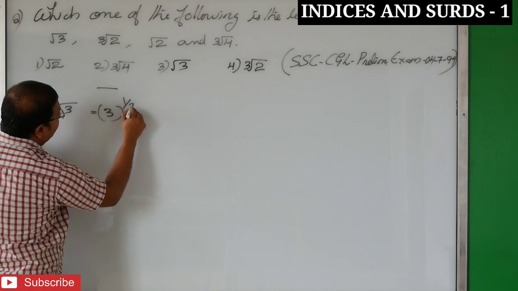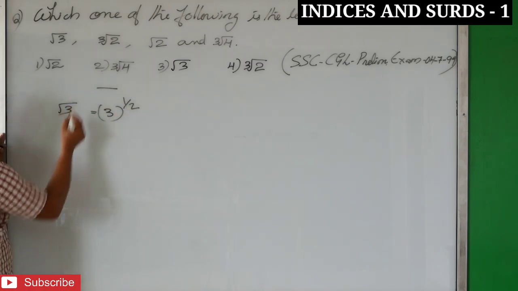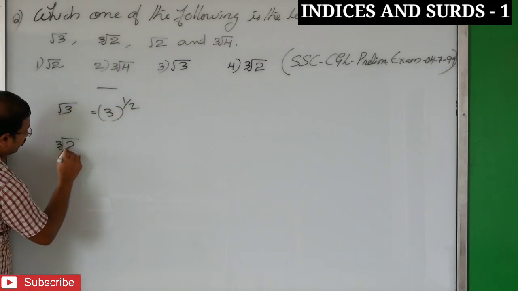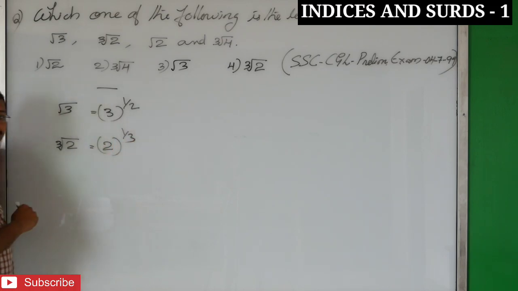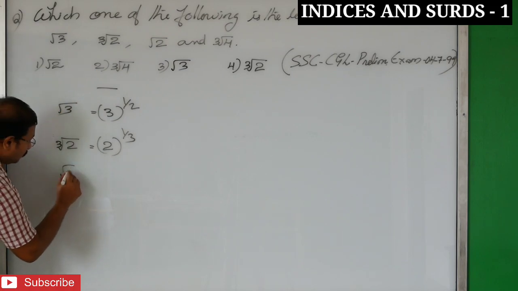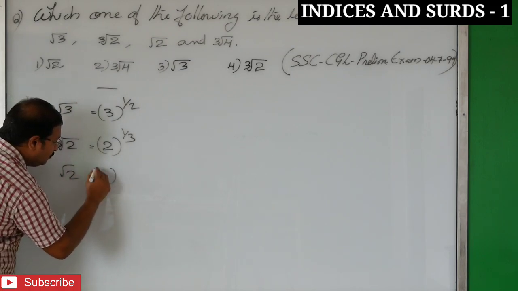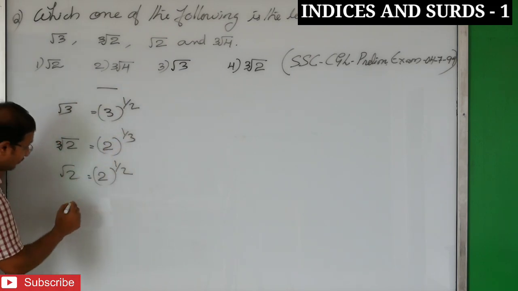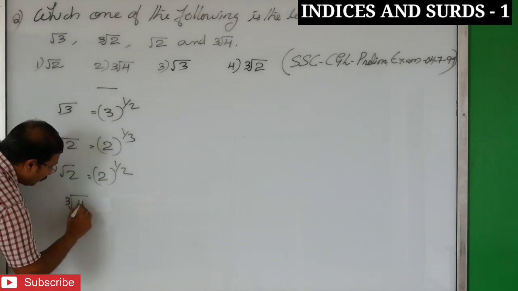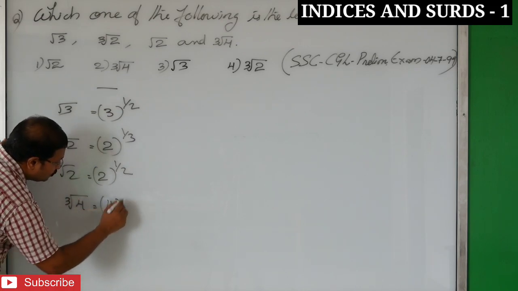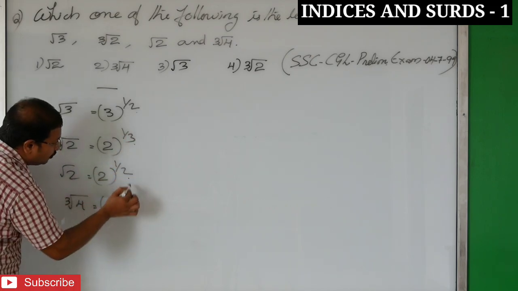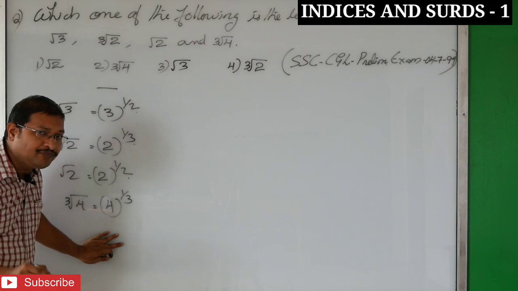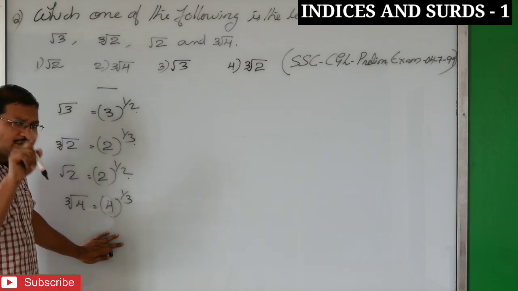Root 3 means you can write 3 raised to 1 by 2. After that, cube root of 2 means you will write 2 raised to 1 by 3. After that, root 2 means you can write 2 raised to 1 by 2, and again cube root of 4 means you will write 4 raised to 1 by 3. Now see 2, 3, 2, 3, so what will be the LCM? 2 threes are 6, 6 will be the LCM.